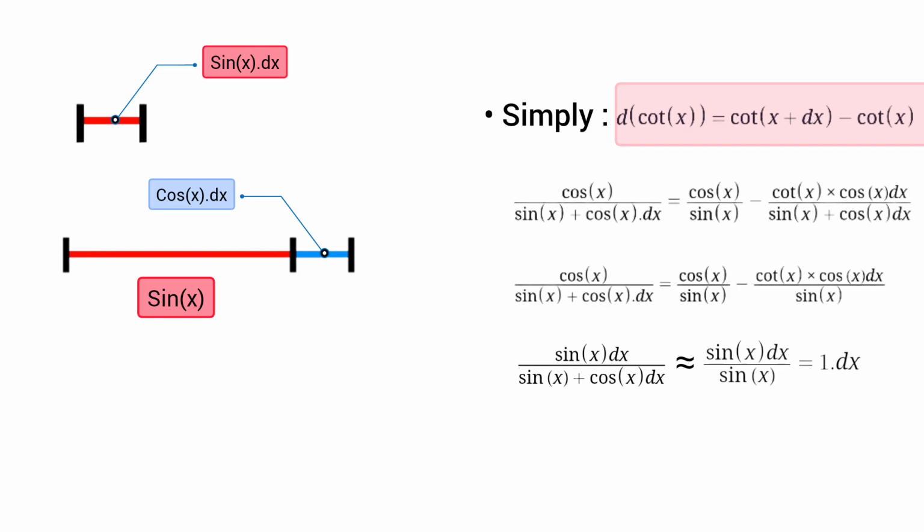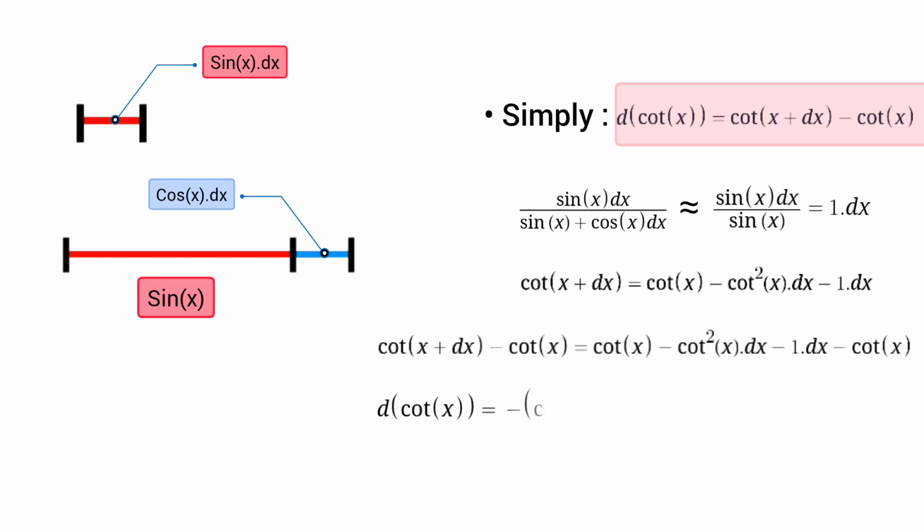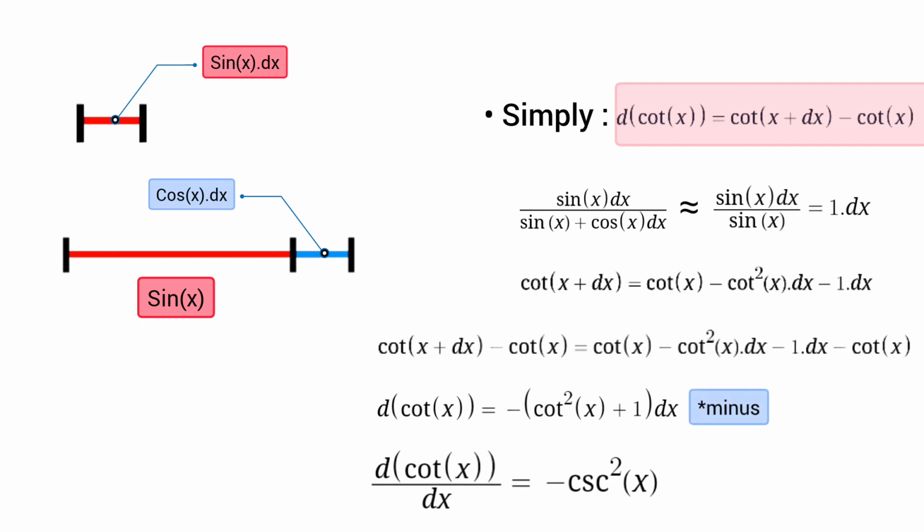By neglecting the cosine x times dx part in the denominator, we get a simplified value of 1 dx. Combining the simplified terms, we obtain cot of x plus dx, with the isolated changes as cot x minus cot squared x times dx minus 1 dx. Removing the original cot x value leaves us with only the change d cot x, which simplifies to negative cosecant squared x times dx. Finally, taking the ratio of the functional change d cot x to the angular change dx gives the derivative of cot x: negative cosecant squared x.